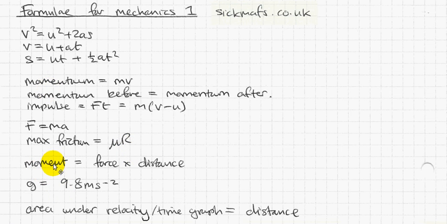Moments, different to momentum. Moments is the amount of turning force you have, and that is equal to force times the distance away from the pivot point. Okay, G, you should know, is acceleration due to gravity, which is 9.8 meters per second squared.